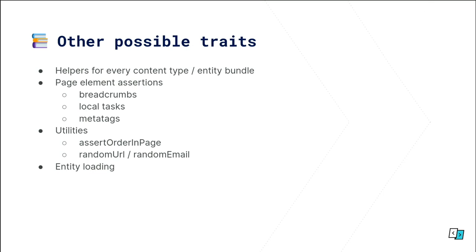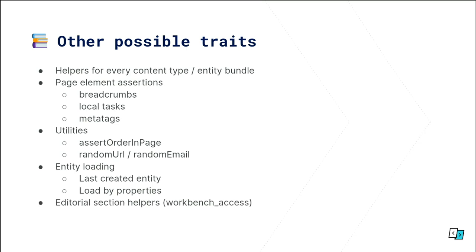Some entity loading helpers. So when you're creating things via the UI in your test, you don't have an easy way to access the object that was just created. Whereas if you do it via the API, you've got it immediately. But you could use a last created entity function or a load by properties function that will just do a quick query to find your entity that you created.